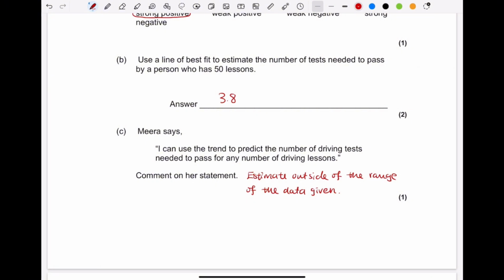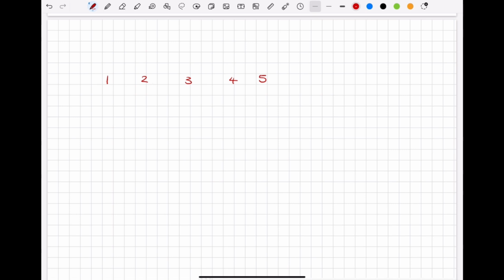Okay, so now let's look at measures of spread and measures of central tendency. If I have 5 numbers, 1, 2, 3, 4, 5, to work out the mean, normally we'll see this symbol x bar. We add all the data together, divide by the number of data. Mode is the most frequent data. In this case, there isn't a mode because all of the data appeared once.